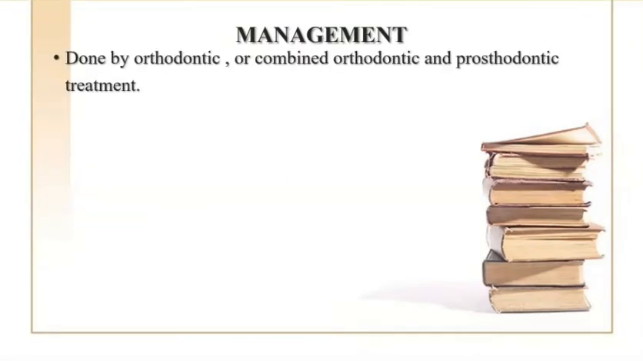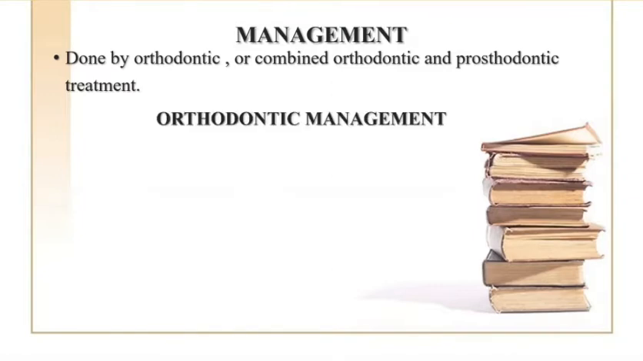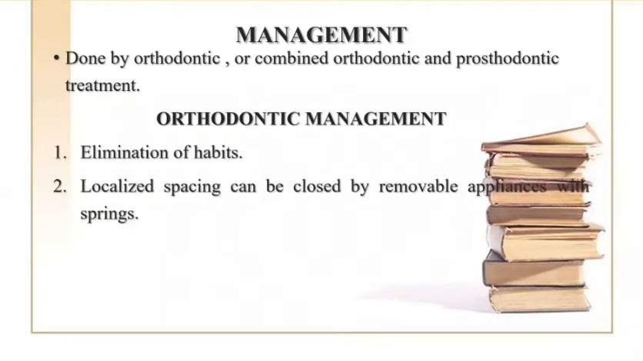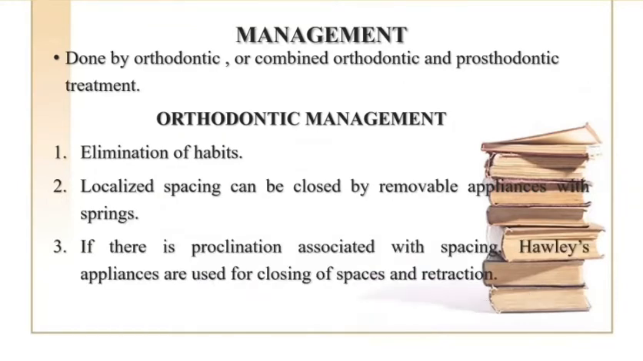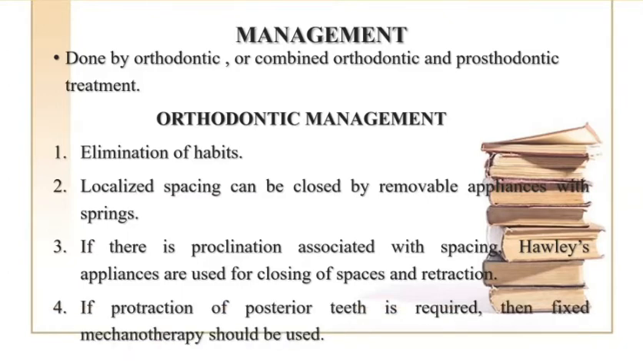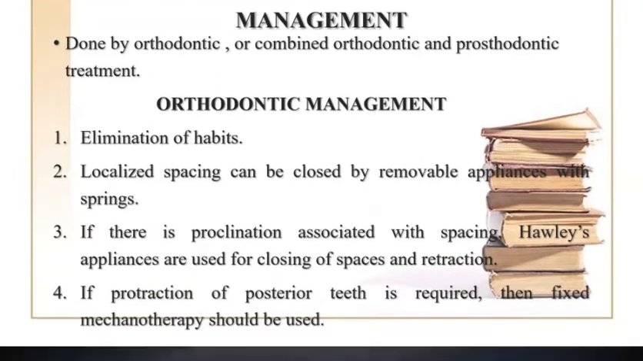It can be done by orthodontic or combined orthodontic and prosthodontic treatment. Coming to the orthodontic management, elimination of the habits; localized spacing can be closed by removable appliance with spring. If there is proclination associated with spacing, Hawley's appliance is used for closing of the space and retraction. If protraction of posterior teeth is required, then fixed mechanotherapy should be used.